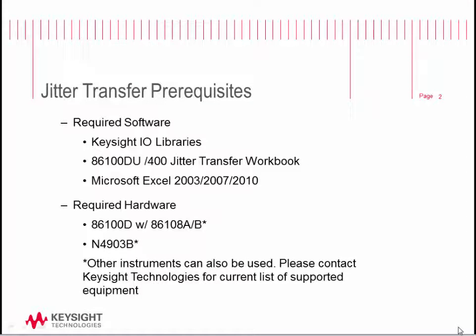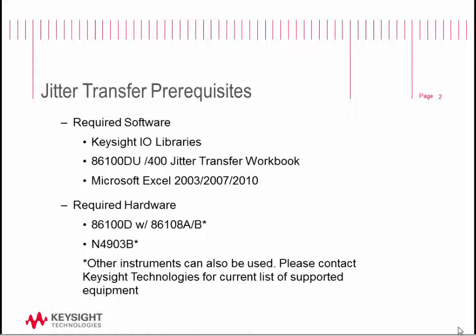There's a number of required pieces to complete the measurement. There's some software required. We'll have to have the Keysight IO libraries installed. This can be downloaded from www.keysight.com/find/IO-libraries. We'll also need to have the 86100D Option 400 jitter transfer workbook. This can also be downloaded from Keysight.com at www.keysight.com, and then in the upper right-hand search window, if we search under 86100DU/400, the required download will come up as the first link.